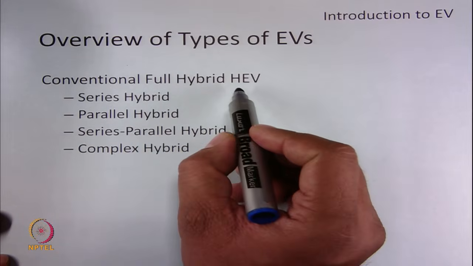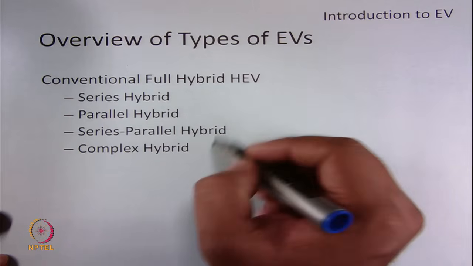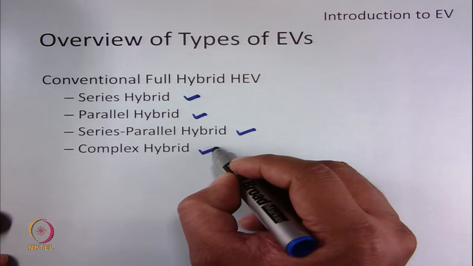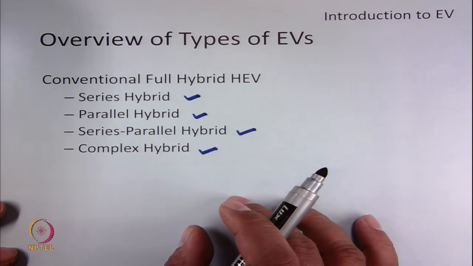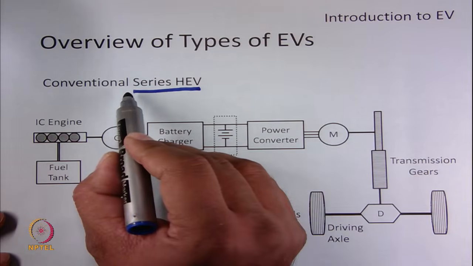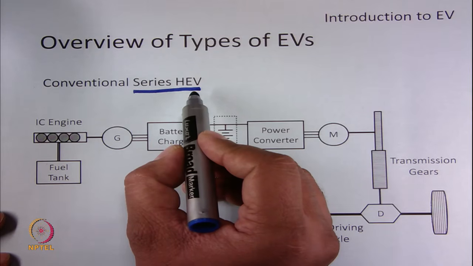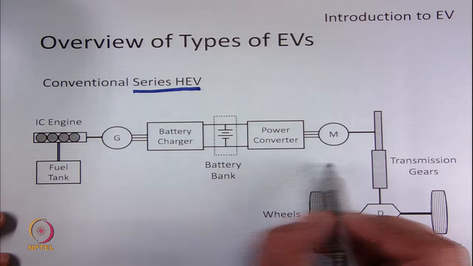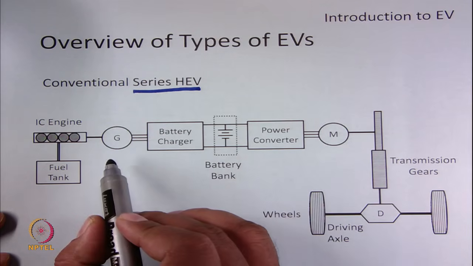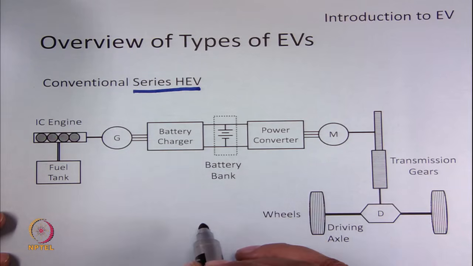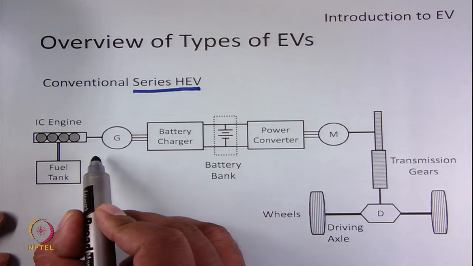Full hybrid HEVs can be further classified into 4 types: series hybrid, parallel hybrid, series parallel hybrid, and complex hybrid. So, let us see the configurations of a few of them. This is the configuration of a typical series hybrid electric vehicle, where an IC engine is connected to a typical electric drive using an electric generator and a battery charger. This configuration allows high efficiency operation of the IC engine.